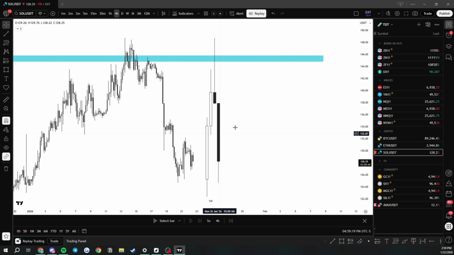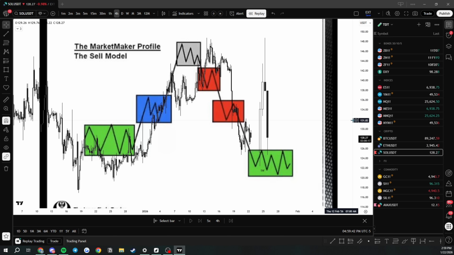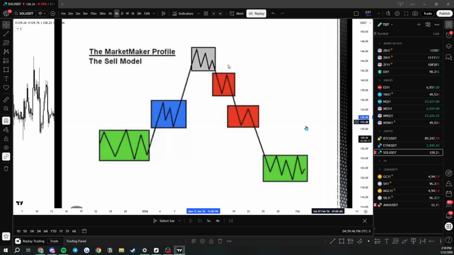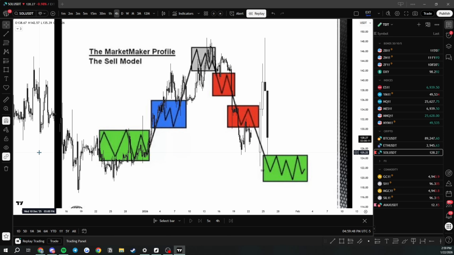And this is the market maker sell model, if you guys remember. I think I even showed this one as an example yesterday. See, maybe I could pull it up. Yeah, look, check it out. See, so it's not exact, but close enough to be able to make us some money.